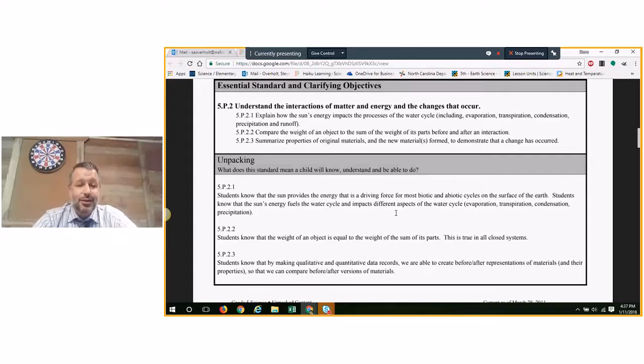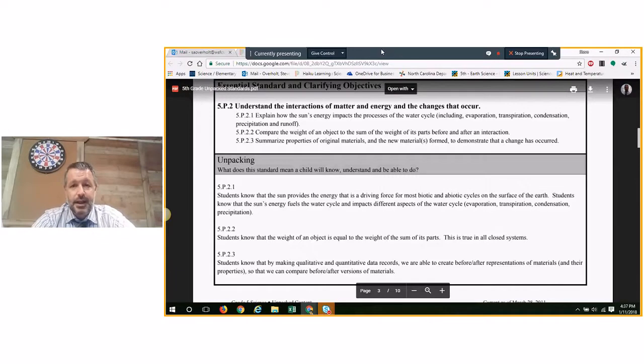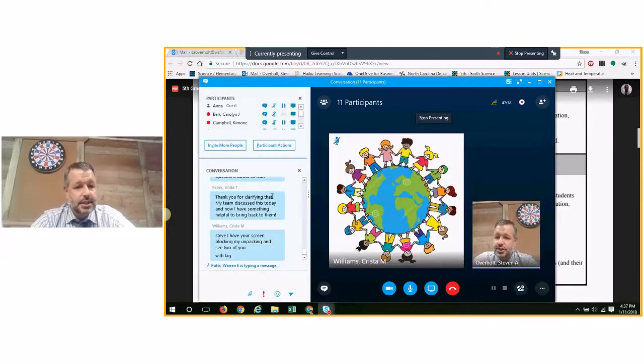So we're looking at the total is going to equal the sum of its parts. In true closed systems, it's very difficult to have a true closed system at all times, and you're going to see an example of that in our video. So let me know if you have any questions on this one.